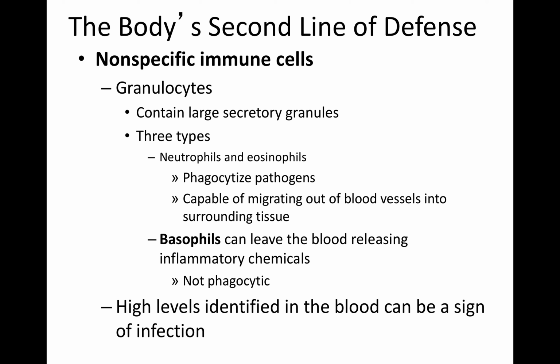These are phagocytic cells, and they are capable of migrating out of the blood vessels into surrounding tissue that may be infected. And then basophils, these can leave the blood and release inflammatory chemicals. Basophils are non-phagocytic cells. High levels of these three types of cells can be a sign of infection.